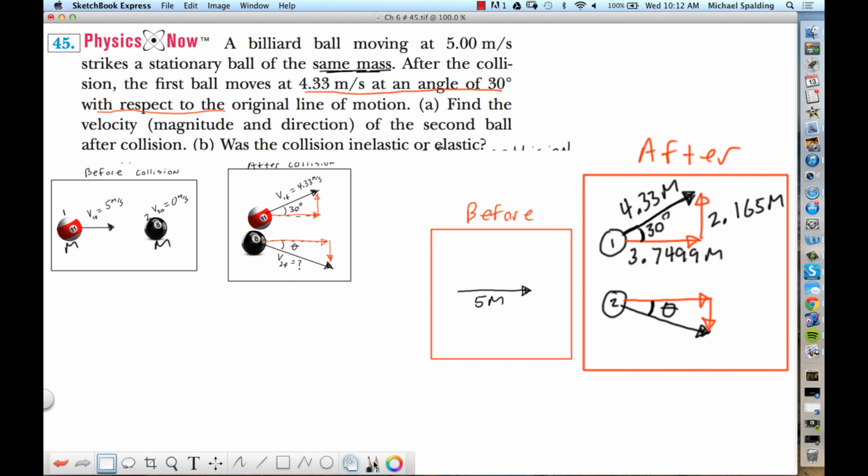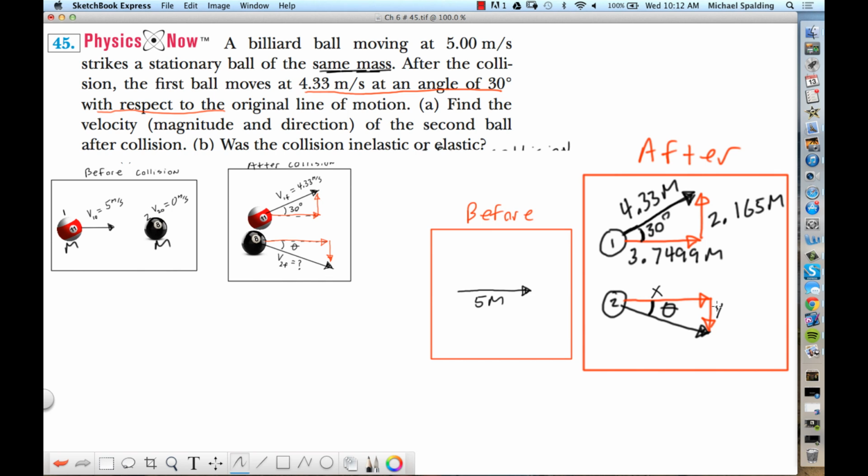Okay, so after the collision, ball 2 goes down like this. Now, guys, how can we figure out what these momentums are? This x momentum for ball 2 and this y momentum for ball 2. Can we figure out what they must be?